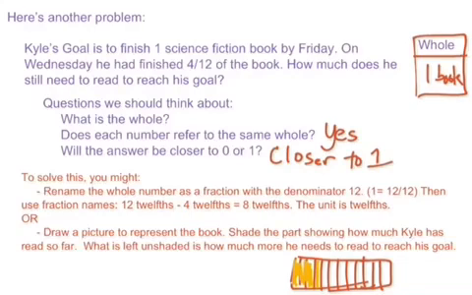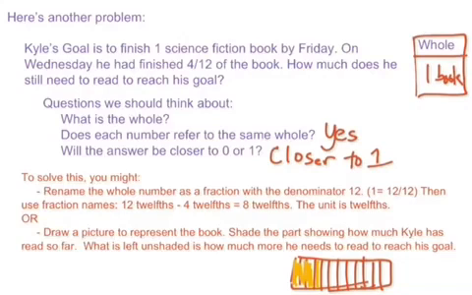To solve it, here's a couple things I might have done. I might have renamed the whole number as a fraction with a denominator of 12, because I know 12/12 is the same as 1. Then I could use fraction names. 12/12 minus 4/12 equals 8/12. The unit, again, in that one is 12ths. So I could do it that way.